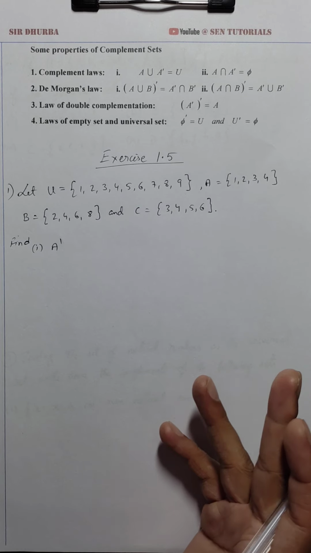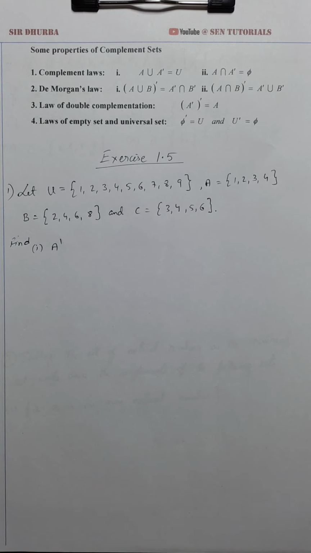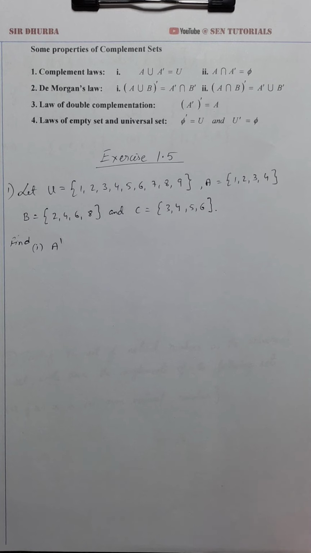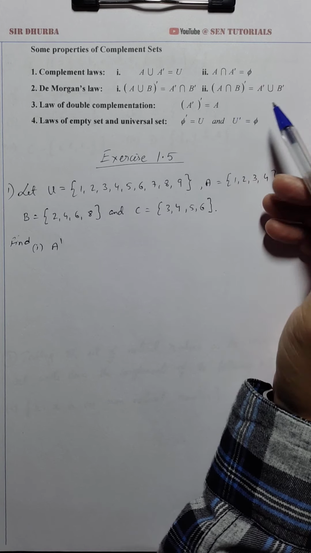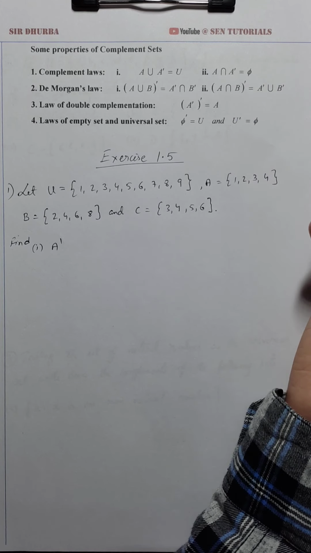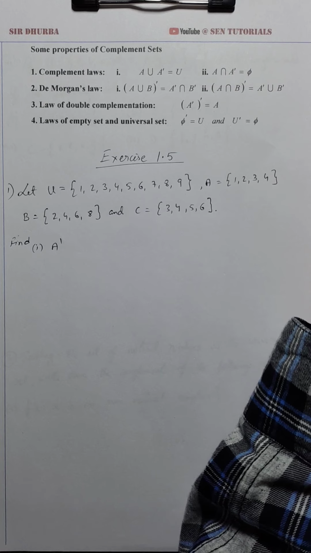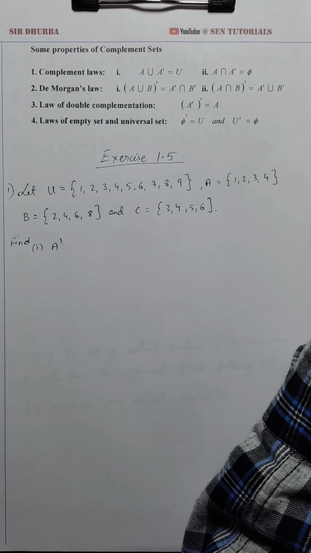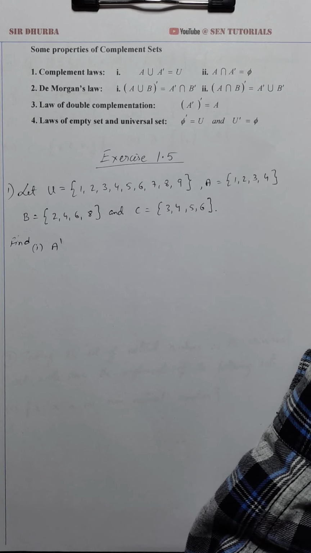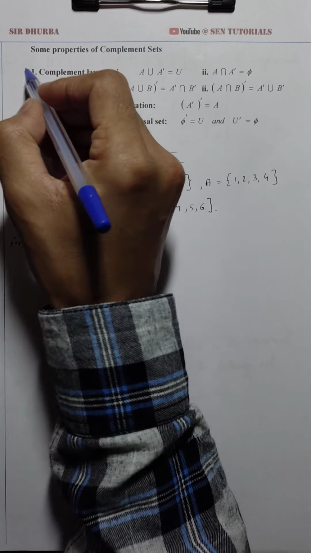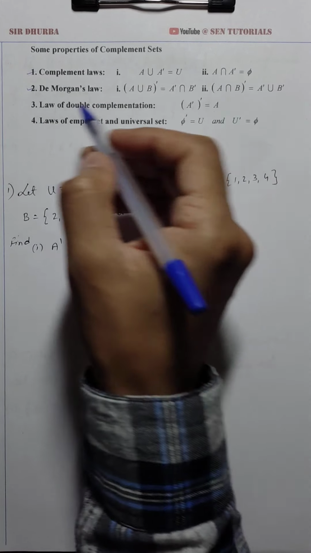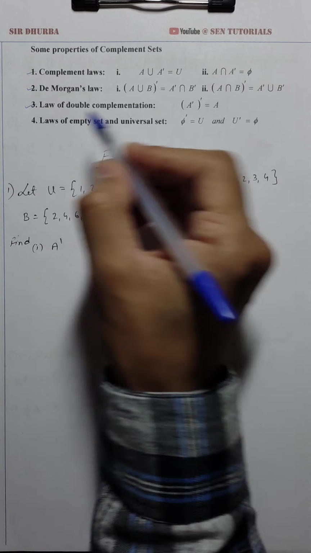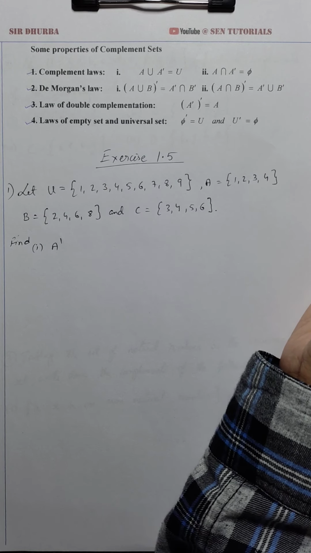For that, the concept video has already been given to you, so I believe that you have prepared. So now we're almost at the end of sets. There are some properties, laws which I've just given as a reminder, as a revision. It's already been discussed in the concept video: the complement laws, De Morgan's law, which is very important, law of double complementation, law of empty sets, and universal set.